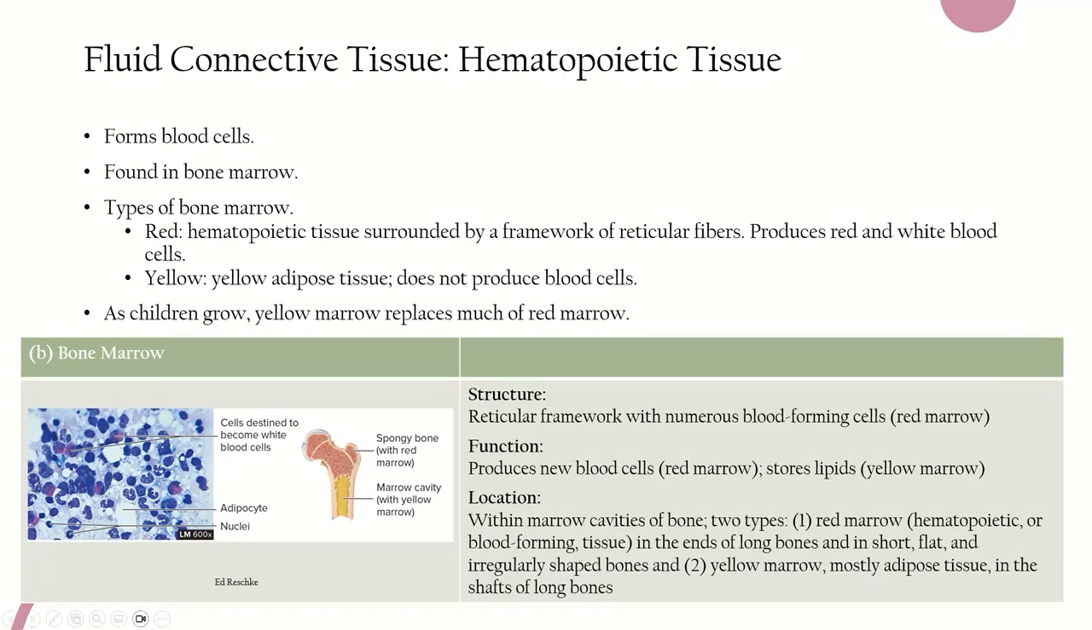So a lot earlier in development, children have more red than yellow, and then that slowly switches out, especially when we talk about maturation of the immune system. So the hematopoietic tissue is differentiating. It holds hematopoietic stem cells that differentiate into erythrocytes, platelets, macrophages, all the hematopoietic stem cell lineage.